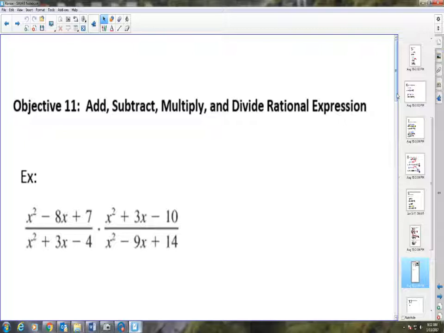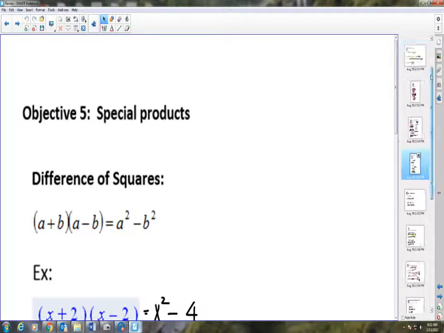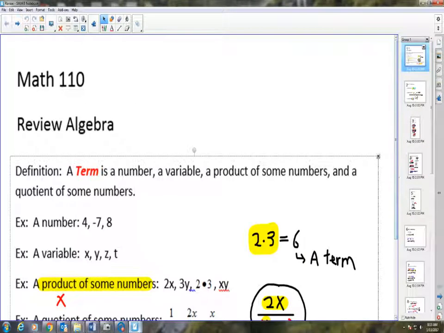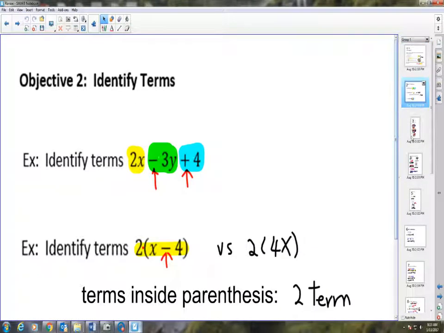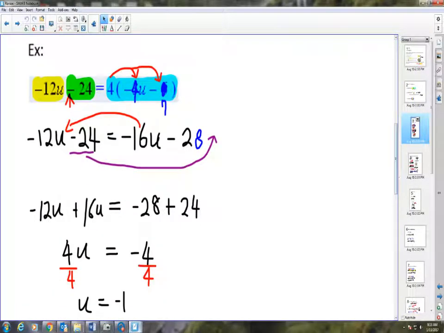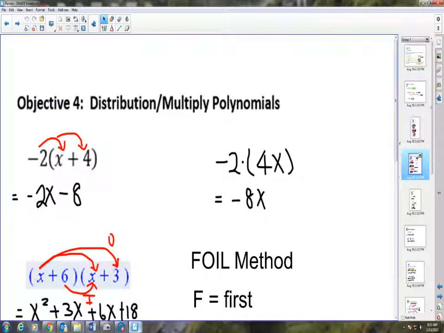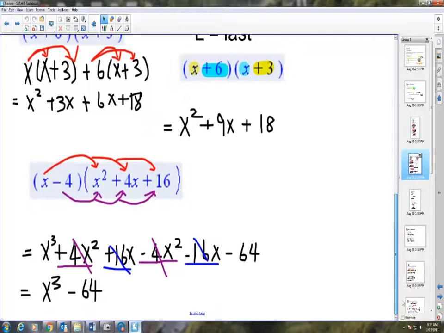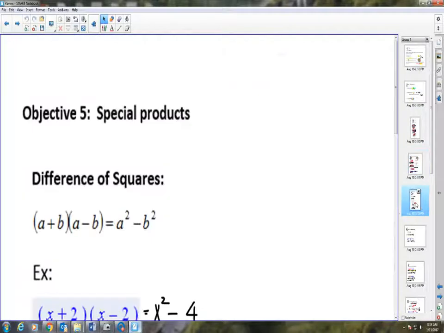Today we're going to continue to review the intermediate algebra. So last time we talked about what a term is. Let me go back real quick. We talked about what a term is. We identify some terms, and then we solve some linear equations. We did some distribution, multiplying polynomials, including FOIL methods.